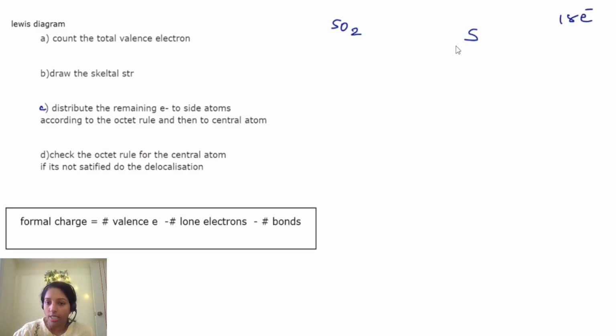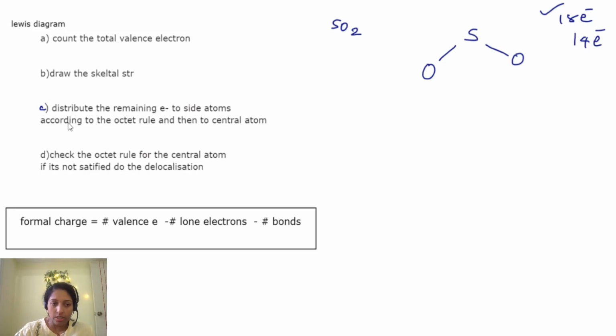Okay, and then draw the skeleton structure. So we are assuming at least one bond exists between these atoms, then only the SO2 molecule is there, right? So we are assuming at least one bond, so we have already shown 4 electrons. We need 18 electrons totally, but we have already shown 4 electrons, right? So the remaining electrons are 14.